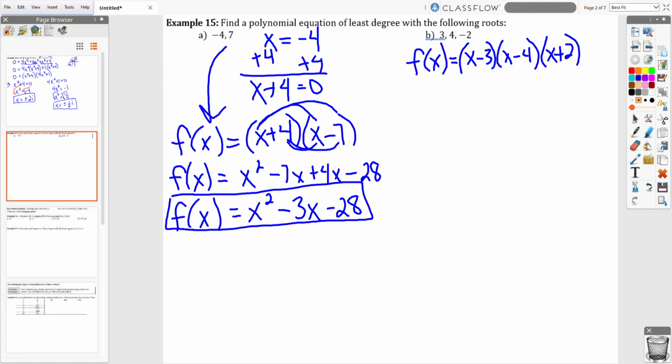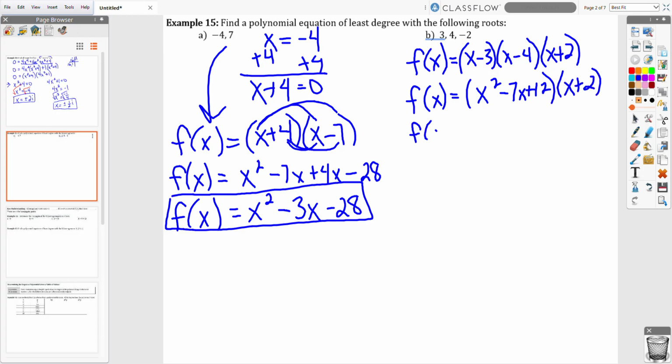So you would need to just take 2 of those and multiply them together first, and then you can multiply by the third one. So it really doesn't matter which 2 you multiply first, since multiplication is commutative. So on the first 2 there, I'm just going to multiply the first 2 together, x squared, and then you get a minus 4x and a minus 3x, so that'd be minus 7x. And then negative 3 times negative 4 is a positive 12. And then, of course, we still have x plus 2 there at the end.